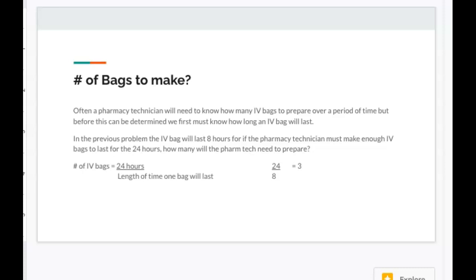Okay, does that make sense? So a lot of times that's what a pharmacy technician does, but they don't really tell you that in your formula or your medication order. You have to figure that out on your own.